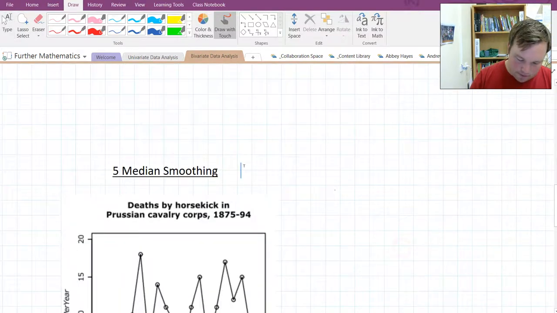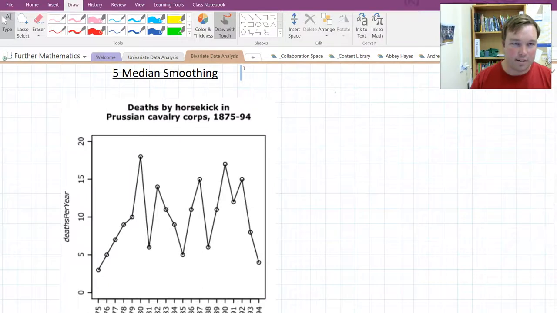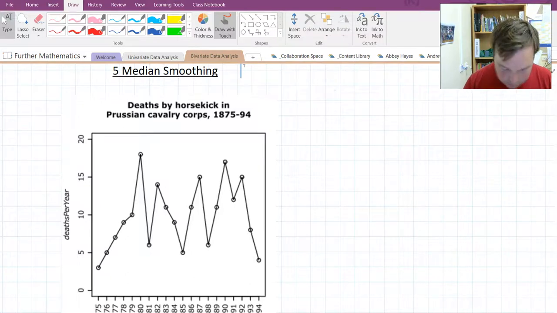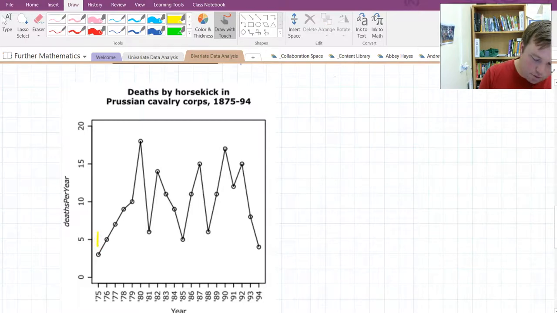5 median is very similar. Now, 5 median, I find this graph's quite amusing. It's a number of people, number of officers who are kicked to death by their own horses in the Prussian cavalry. 5 median is you take the 2 numbers either side of a number and find the median of all 5. So we can't do this one because he doesn't have 2 neighbours either side. We can't do this one because he doesn't have 2 neighbours either side. So what we're going to focus on is smoothing this one here.